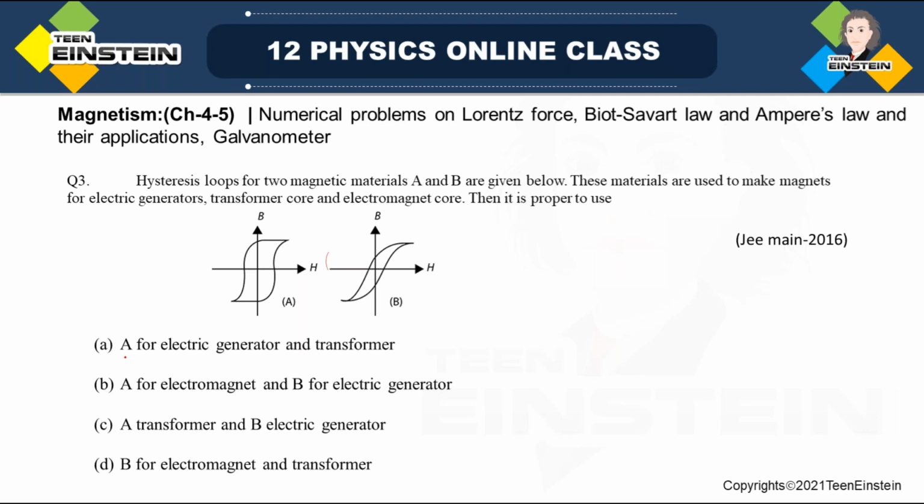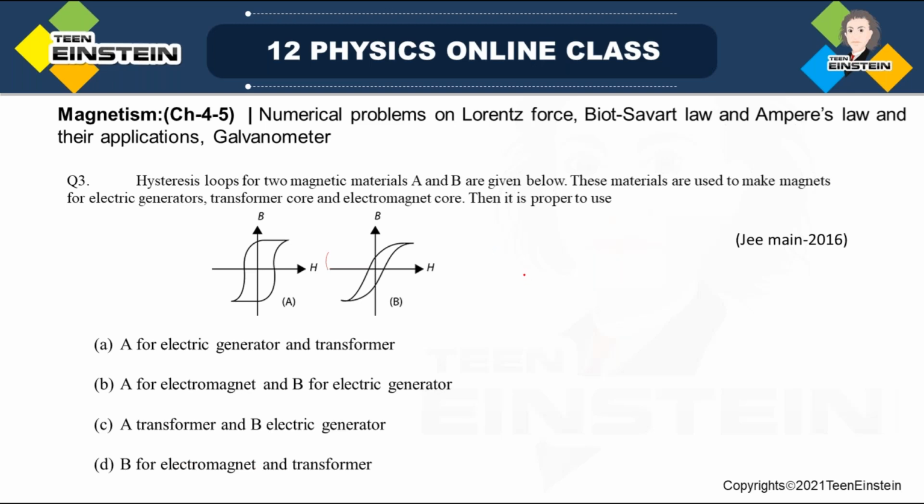The options: A can be used for electric generator and transformer. Then A can be used as electromagnet, and B can be used as generator. A can be used as transformer, and B can be used as electric generator. And B for electromagnet and transformer. Let me tell you a few points about these curves.